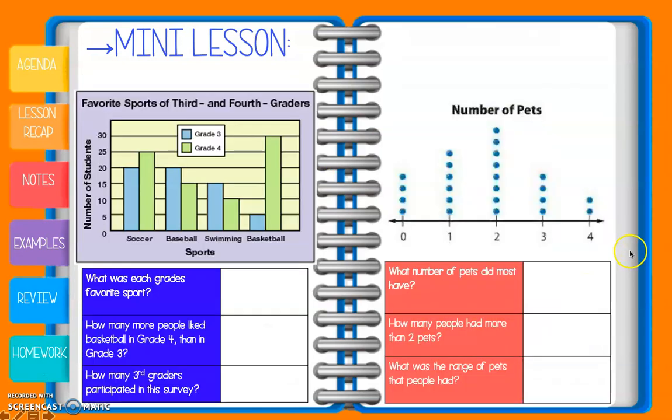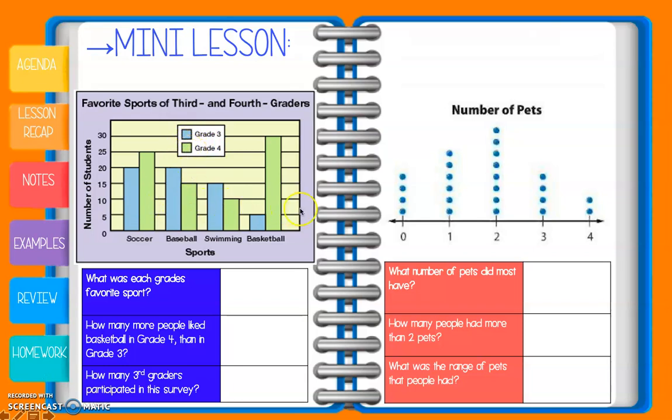All right, so let's move on. Let's answer some questions about a bar graph, okay? It says, what was each grade's favorite sport? So we're going to look for the highest frequency for grade 3 and for grade 4. And we know there are differences because grade 3 is the blue bars and grade 4 is the green bars.